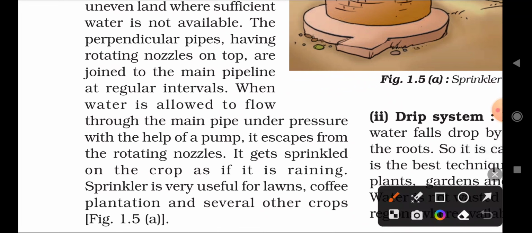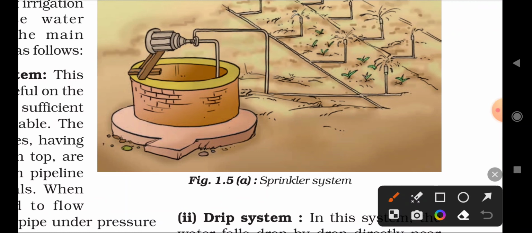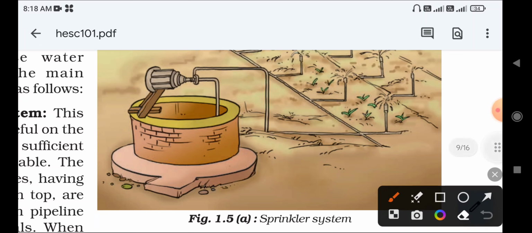Next, water is allowed to flow through the main pipe under pressure with the help of a pump. From the well or source of water, the water is lifted by a high-pressure motor and drawn into the water pipe. With the help of a pump, the water is drained from the well and passes through the pipe, and the pipe carries the water to the crop field. Remember that.